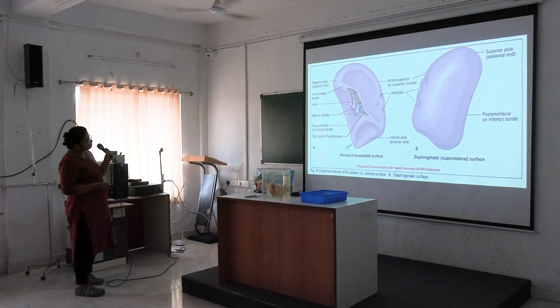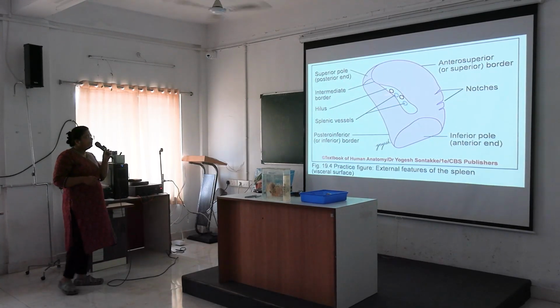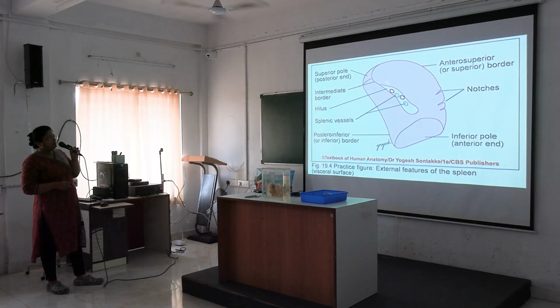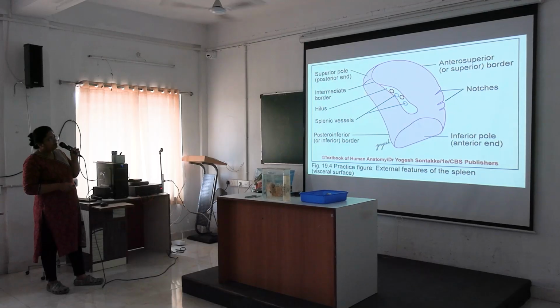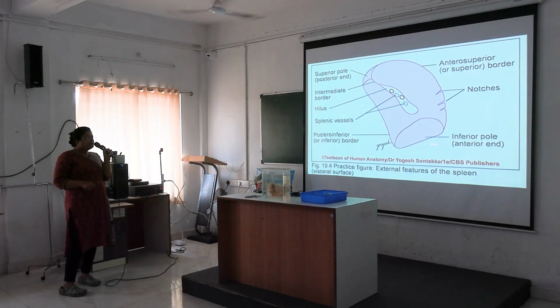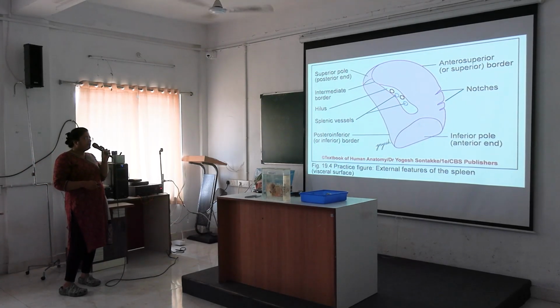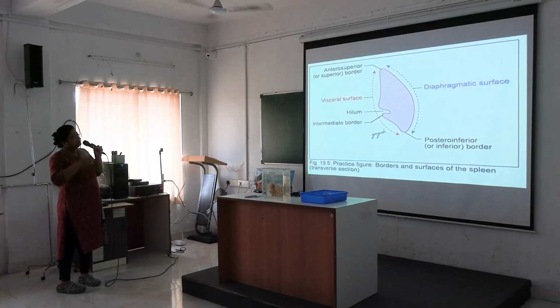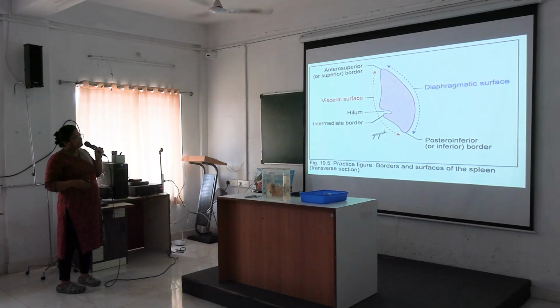Okay, the schematic diagram. These are the splenic vessels entering through the hilum, antero-superior or superior border, posterior-inferior border, anterior end or inferior pole, superior pole or posterior end. This is the anterior basal angle, posterior basal angle. And this is a coronal section through the spleen. This is the diaphragmatic surface, and this is the visceral surface, and here is the hilum.